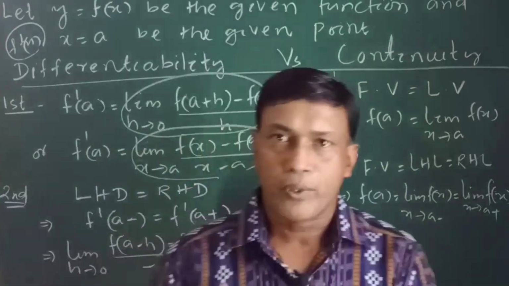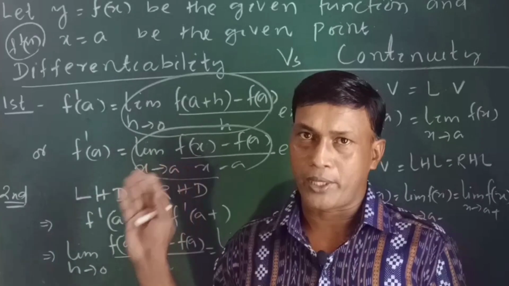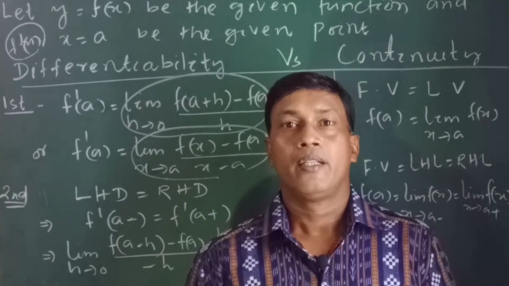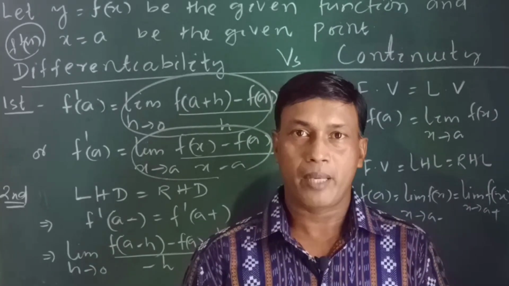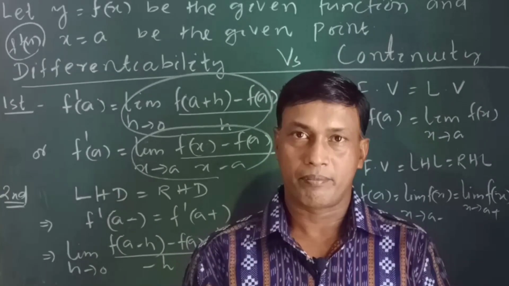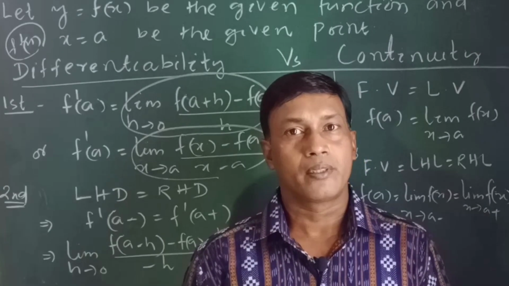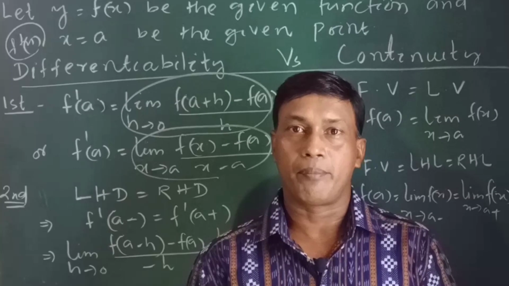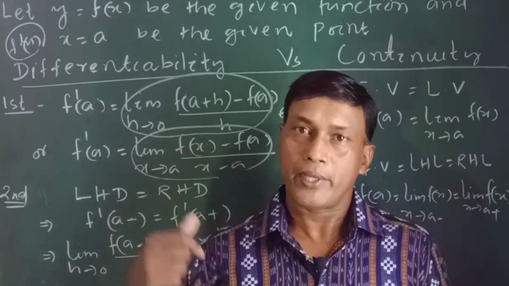So one important thing: this is the condition for continuity and this is the condition for differentiability. What is the relation between differentiability and continuity? The very important thing is every differentiable function is continuous. If a function is differentiable, then it is continuous, but the converse may or may not be true. That means if a function is differentiable, then it must be continuous, but if a function is continuous, then it may be differentiable or not. So this can be proved with the help of a theorem.